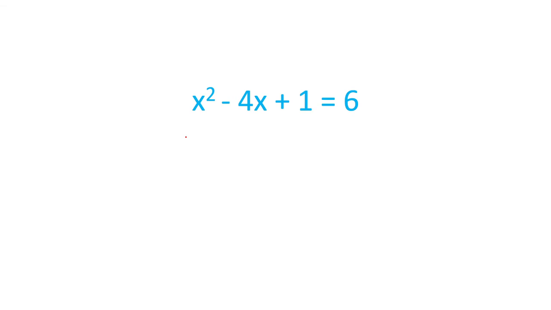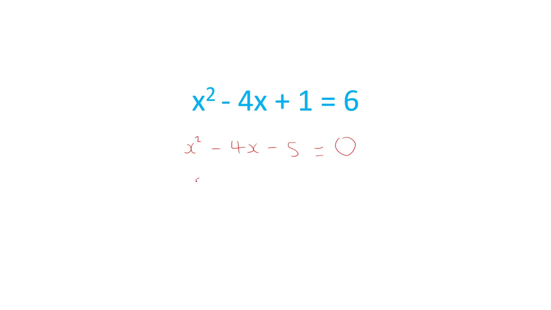So to do that, we're going to subtract 6 from both sides. So the left hand side will be x squared minus 4x, and it's going to be now plus 1 minus 6, which will come to minus 5. And on the right hand side of the equation, 6 minus 6 will give us 0. So now we've got it in the form we want.